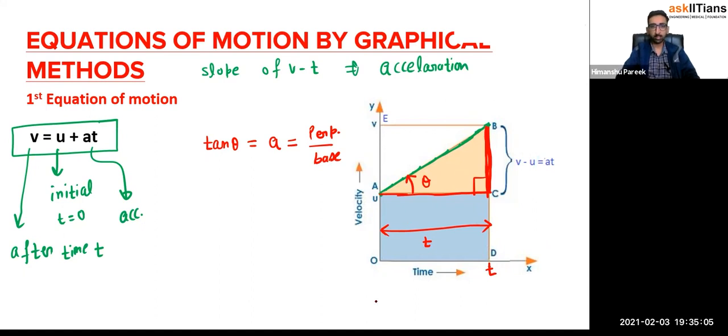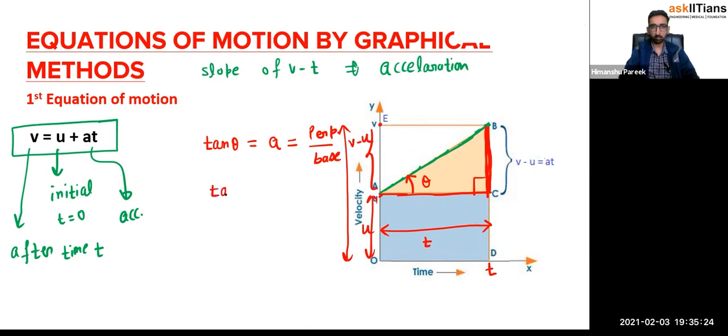Now, if you see one thing clearly here, what is the base? The base is t. What about the perpendicular, BC? This total length is v, because that's the coordinate v. This coordinate is u, this length is u. So what about this remaining one? That will be v minus u.